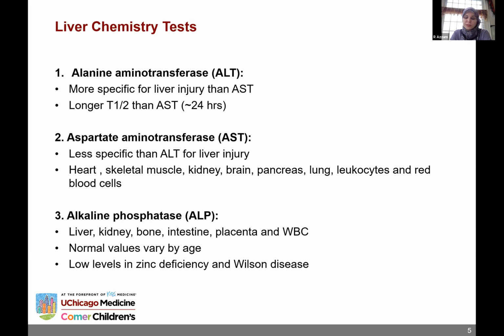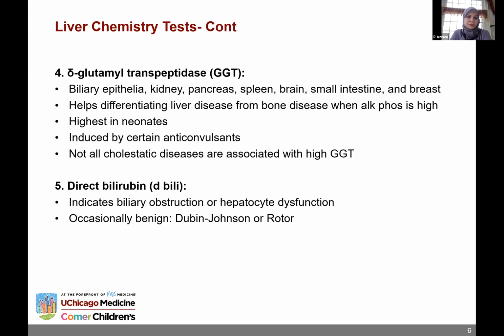Low levels are those seen in patients who have zinc deficiency, and it's one of these things that we look at as flags to make us think about Wilson disease, which is the copper accumulation disease.